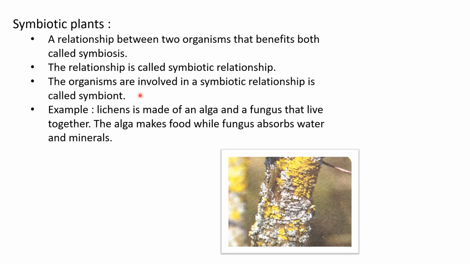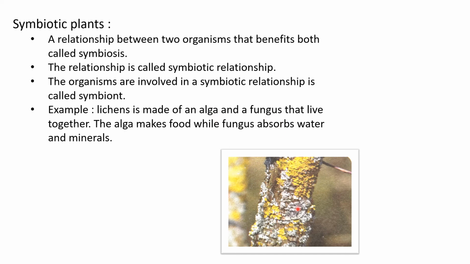The organisms involved in a symbiotic relationship are called symbionts. So here both organisms in a symbiotic relationship are called symbionts. For example, lichen is made of an alga and a fungus that live together. The alga makes food while the fungus absorbs water and minerals. Actually, alga comes from algae. Algae is the plural form, alga is the singular form, and the fungus.